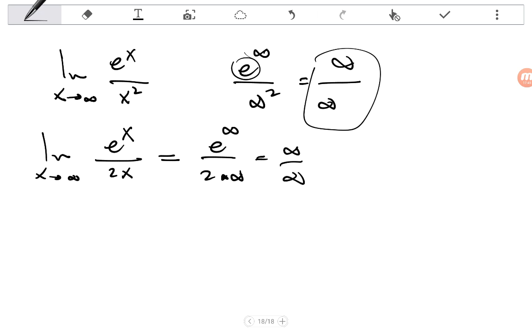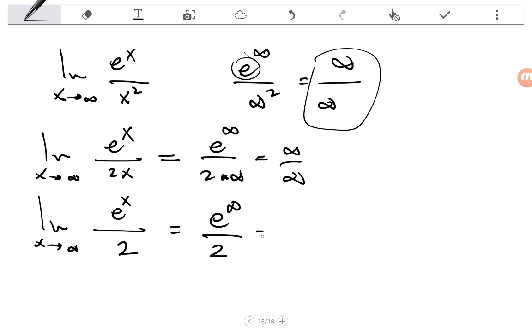I apply L'Hopital's again. So that will be limit x approaching infinity of e power x over 2. Now this will be e power infinity over 2. What is e power infinity? It is infinity. Infinity over 2 is infinity. So I say here that the limit does not exist. Okay?